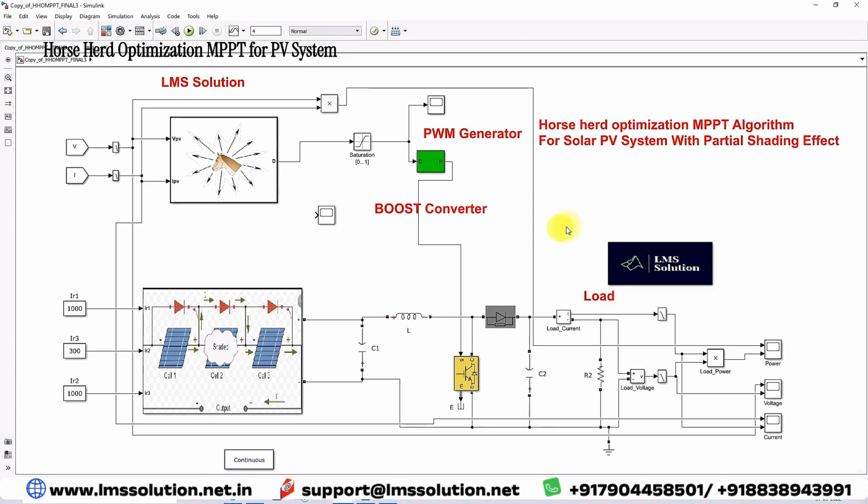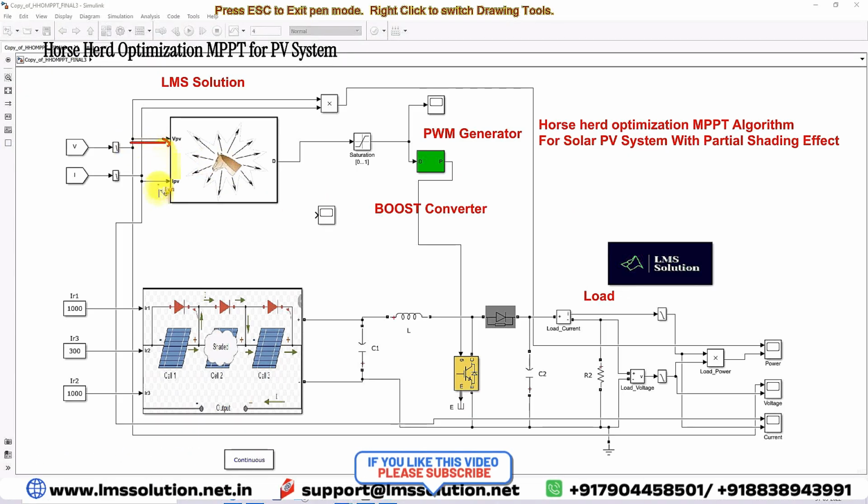This is the Simulink model used for testing the cascade optimization MPPT algorithm. Here you can see that the horse herd optimization block receives two inputs, VPV and IPV. Inside, we calculate the PV power, and then we apply the horse herd optimization algorithm for finding the optimal duty cycle. The output of this algorithm is the duty cycle. This duty cycle is processed via the PWM generator, which generates the pulses for this IGBT.